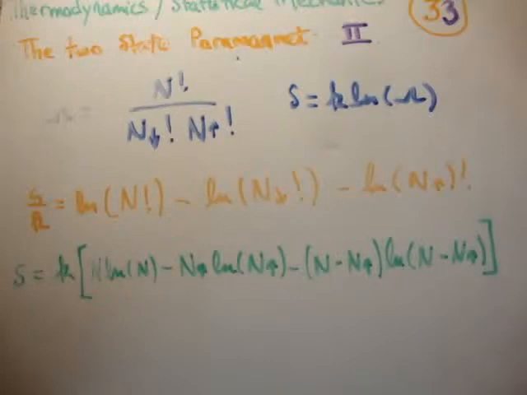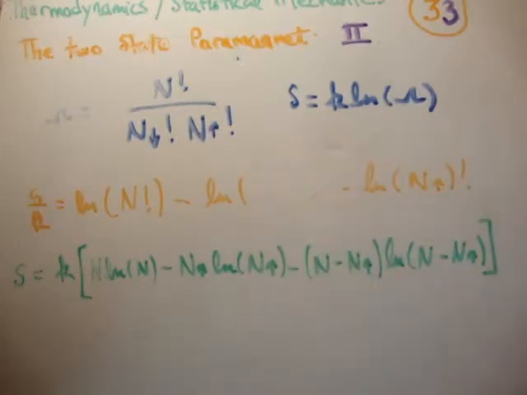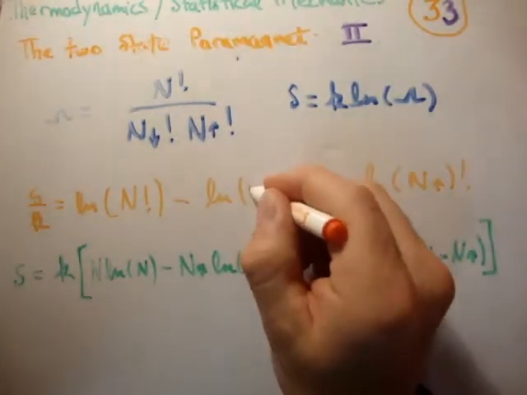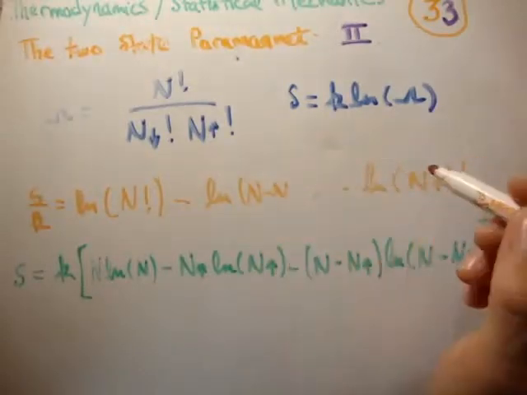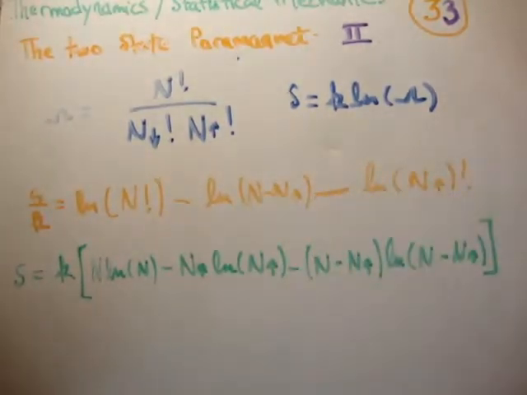Now, you might be wondering, well, where did that come from? How come there's an N minus N up? Well, think about it. N down, if you like, can be written as N minus N up. So if you write it that way, in other words, put everything in terms of the total number of dipoles and the total number of dipoles pointed up, we get the following expression. Great stuff.